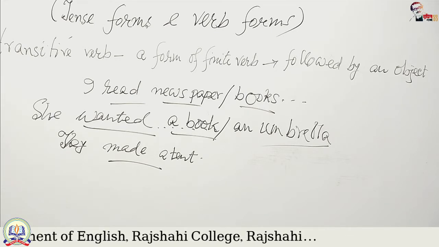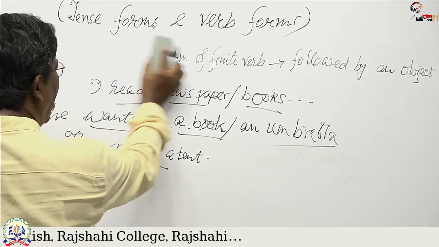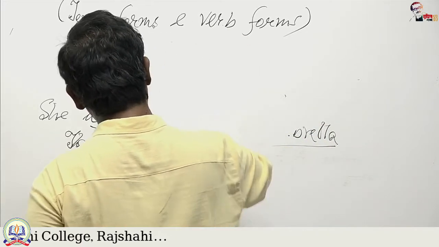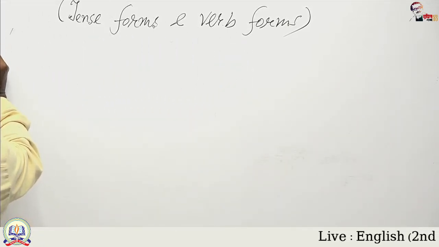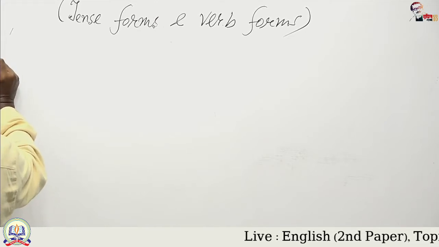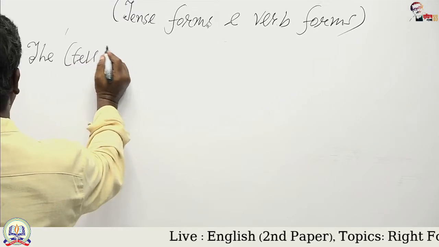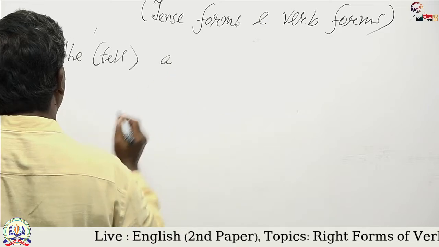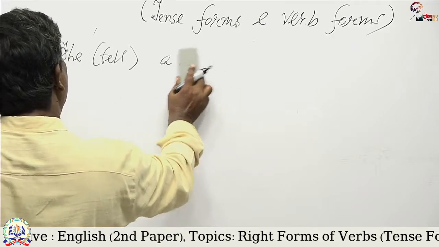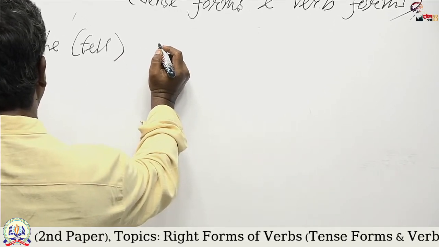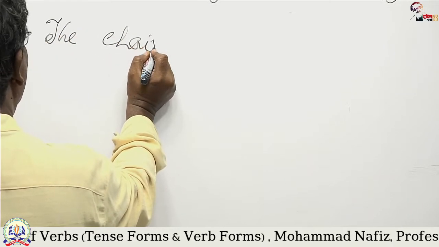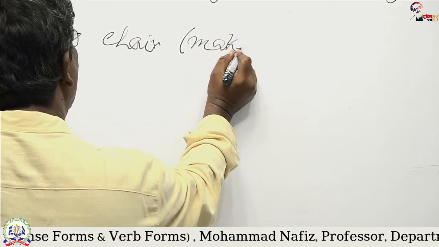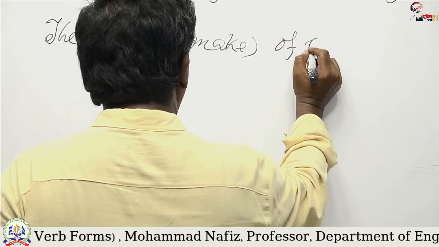But if you have such a verb without an object, you will present it in the passive form. For example, if you have a sentence and a verb like this one, "they tell a story." Well, to make the sense easier, I should use a different verb. The chair make of wood.